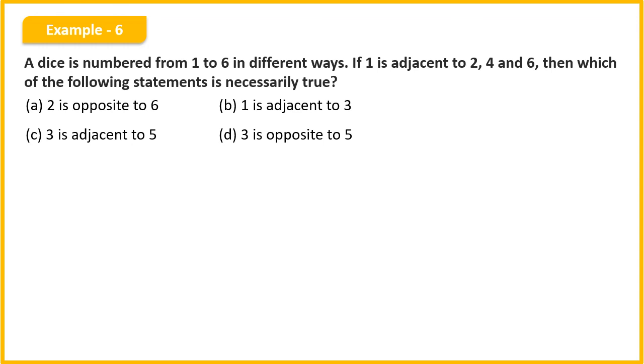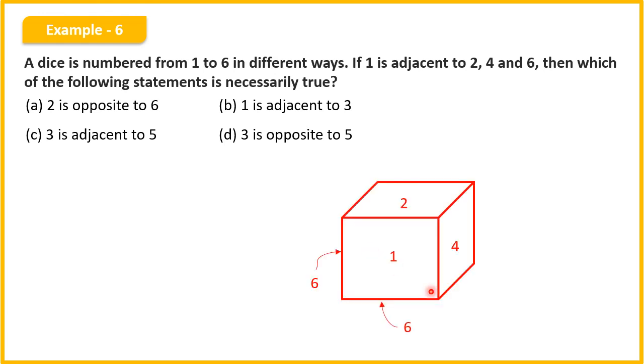Example 6. A dice is numbered from 1 to 6 in different ways. If 1 is adjacent to 2, 4 and 6, then which of the following statements is necessarily true? Well, you can make a cube on the paper और उसमें number 1 you can give on the front face और उसके adjacent में आप 2, 4 और 6 represent कर सकते हैं. Suppose I do it like this. 1 I show on the front face and 2, 4, 6 can be shown on the adjacent faces.